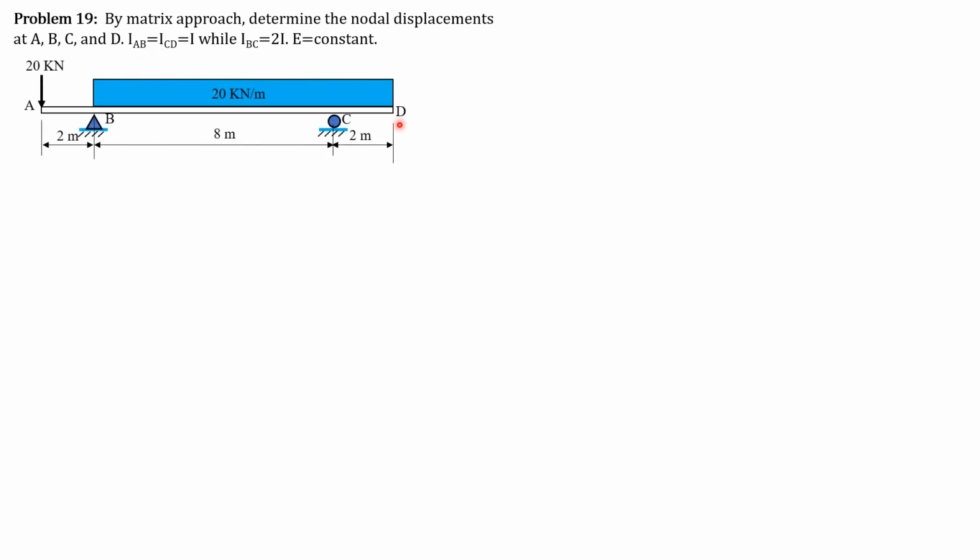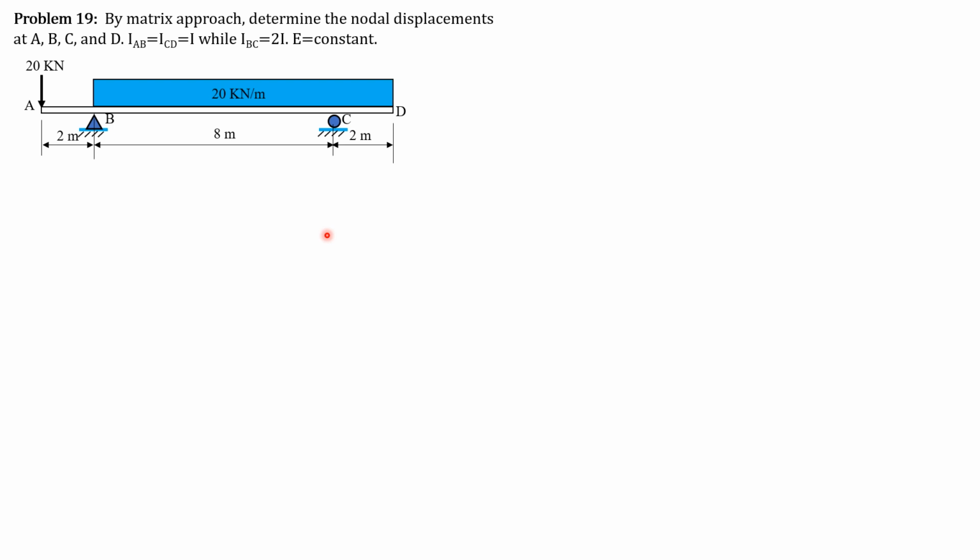Here is another problem on finding beam deflections by the matrix approach. By matrix approach, determine the nodal displacements at A, B, C, and D. The moment of inertia of AB is equal to that of CD, while the moment of inertia of portion BC is 2I. E is constant.